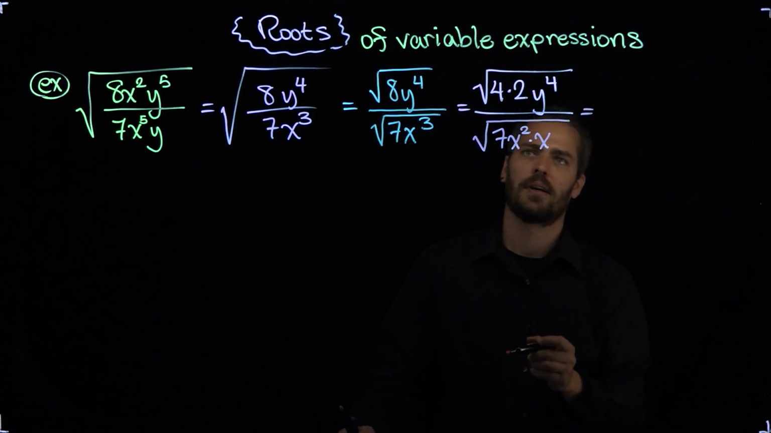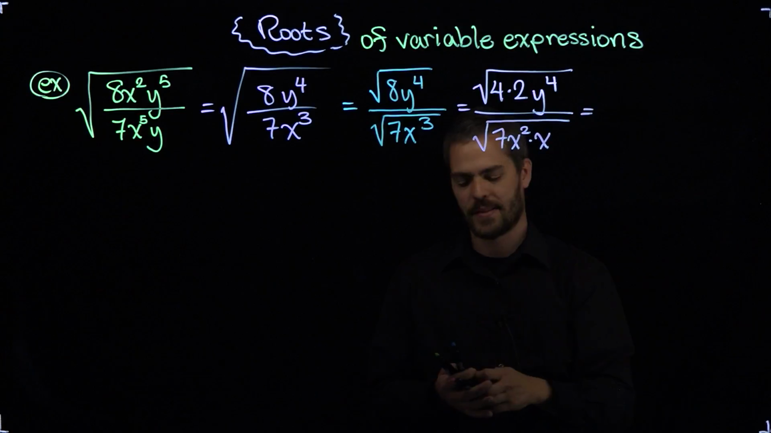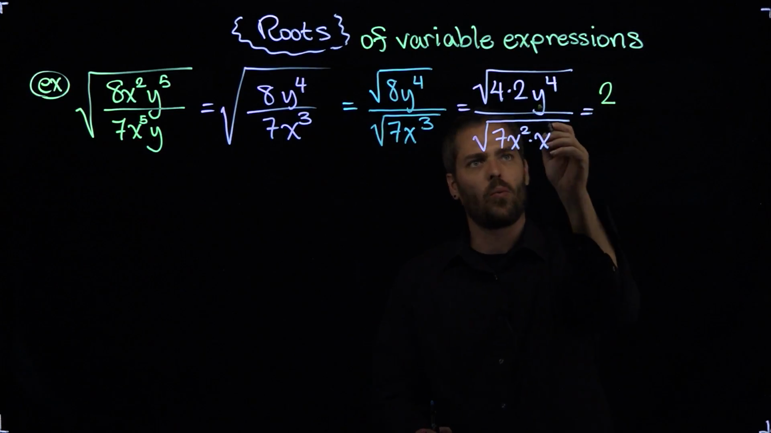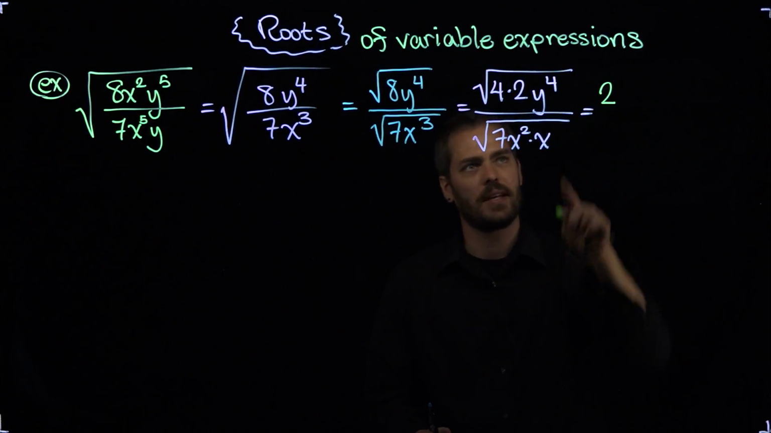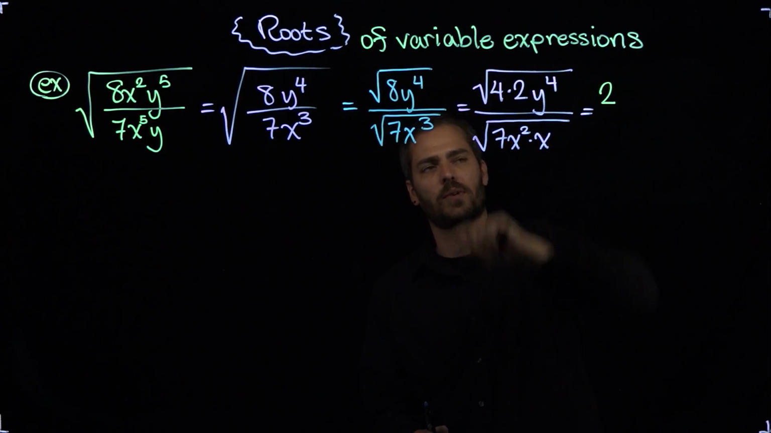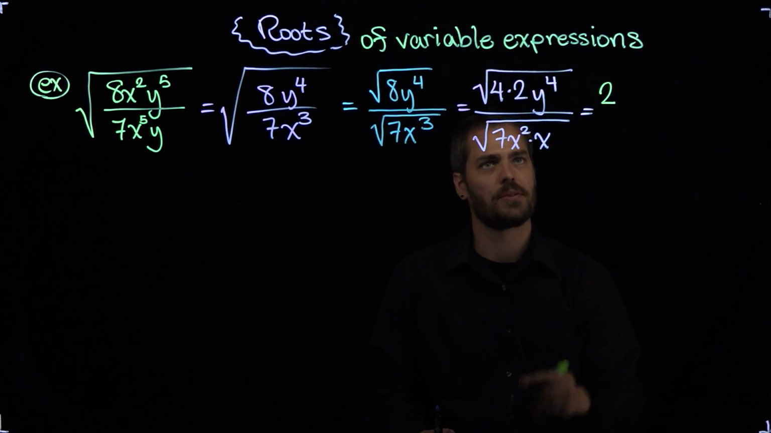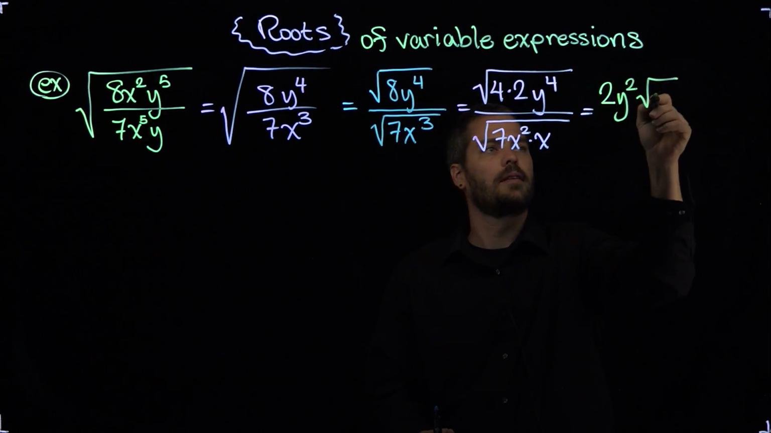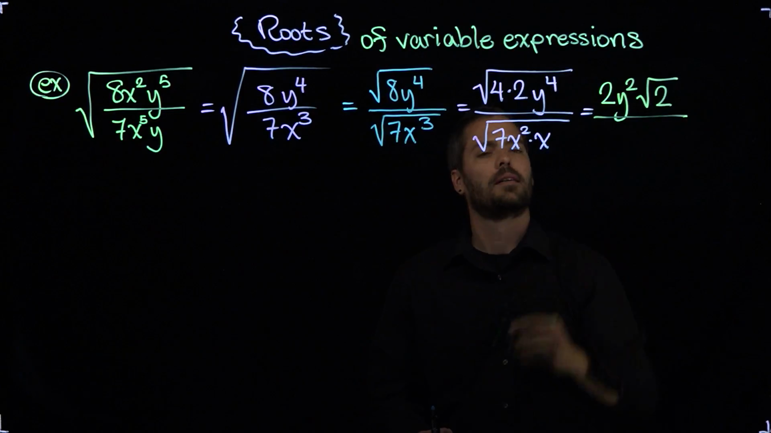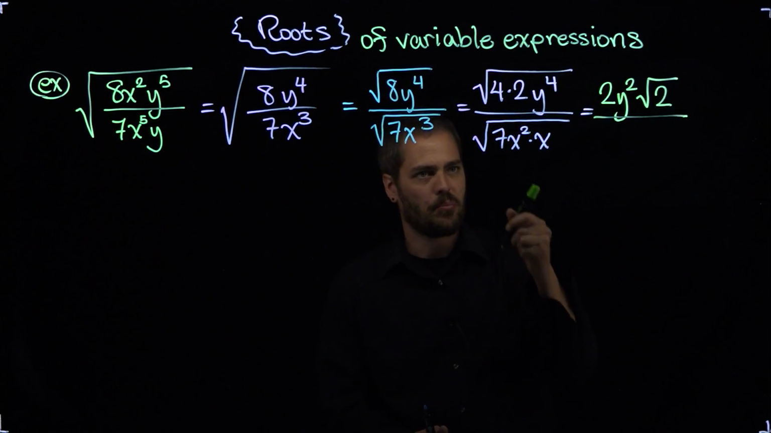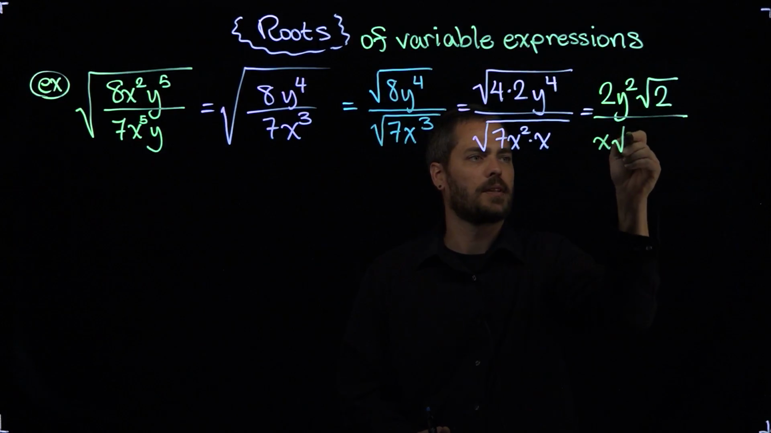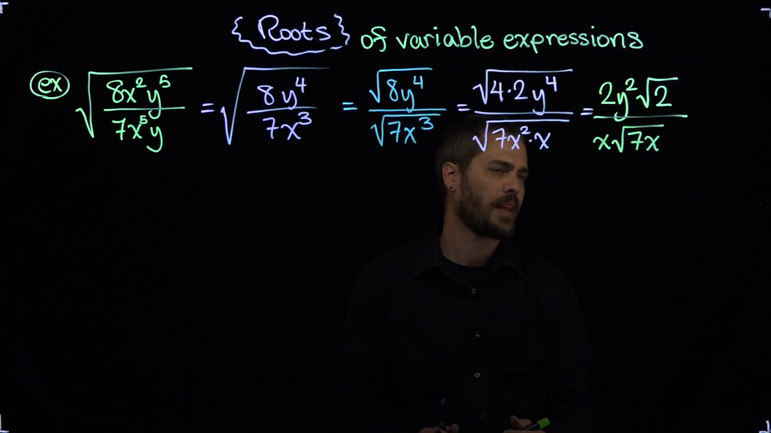So on the top, I can take the square root of 4, that is exactly 2. So a 2 comes out. Y to the 4th power, since we have an even power here, and we're taking the square root, 4 divided by 2 is 2, so I get a y squared out here. I'm left with square root of 2 on the inside. The bottom, the square root of x squared is x, so I can take that out, and I'm left with the square root of 7x, like so.